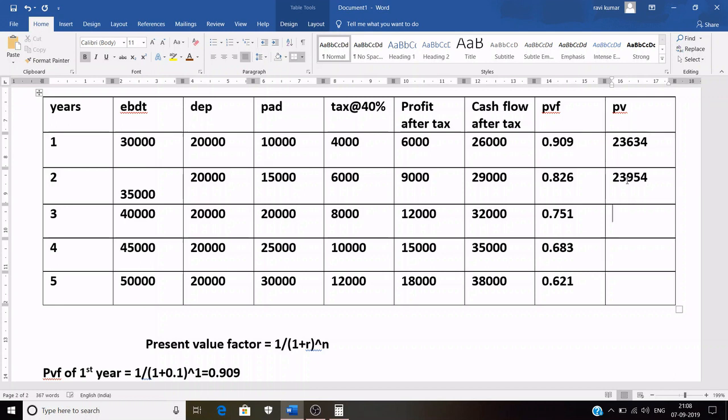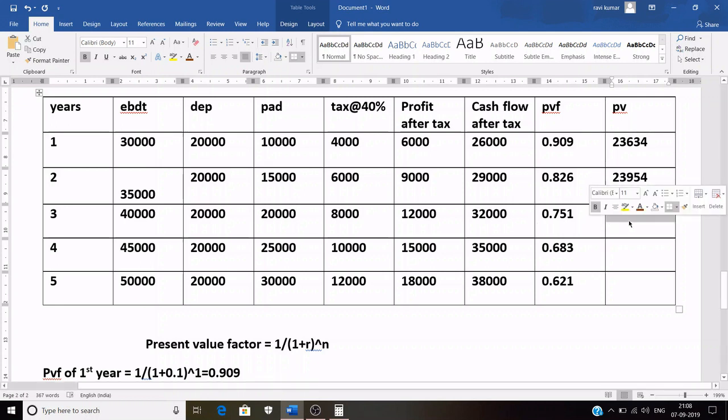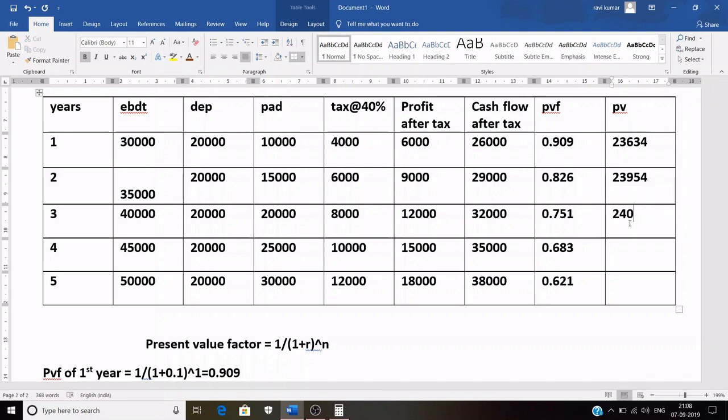23,954. Similarly, in the next year, 32,000 multiplied by 0.751, you will get 24,032. In the fifth year, you will get 23,905, and in the last year, similarly, when you multiply 38,000 by 0.621, you will get 23,598. So now we have present value of each year from the first year till the last fifth year.